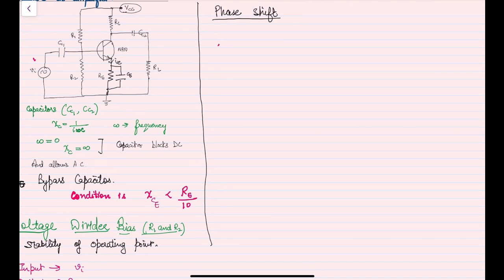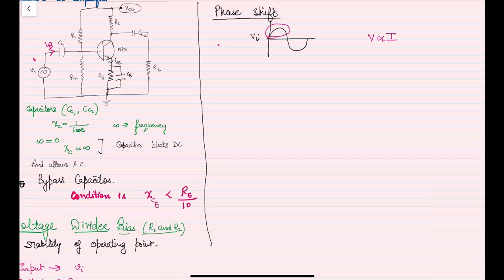Now let's move to another very important feature of the common emitter amplifier, that is the phase shift between the input and the output signal. Suppose the input signal is sinusoidal, so we have Vi like this. When the input signal is increasing, that is this half, the current IB here also increases because of Ohm's law. V is directly proportional to I.